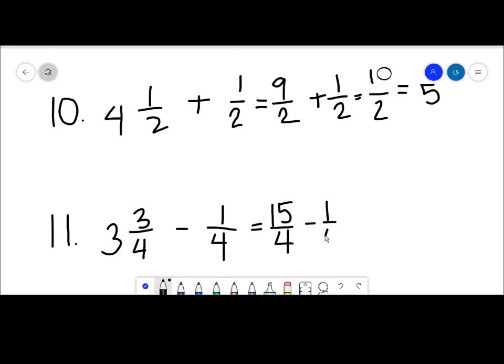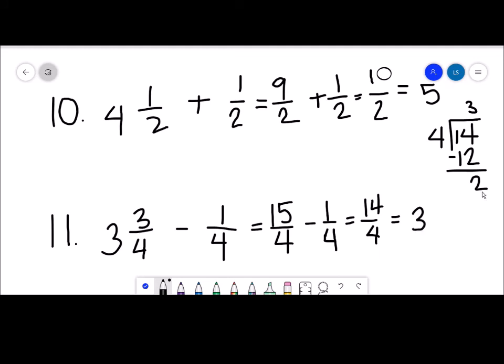So now, let's subtract the numerators. 15 minus 1 is equal to 14. Over 4. Copy lang yung denominator. Now, let's try to get the lowest term or simplify this fraction. So, divide natin 14 divided by 4. Okay. So, sa 14, merong tatlong 4 na kasya. And that is 4 times 3 is 12. I-minus natin sa dividend yung 12. So, matira ay 2.